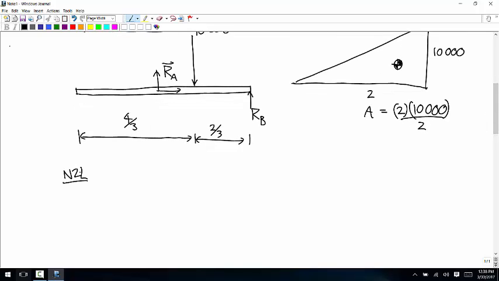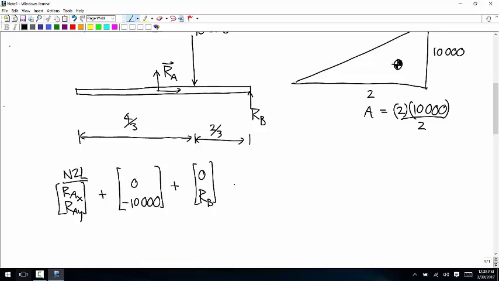Newton's second law says the RA vector plus 0, negative 10,000 plus 0, RB is equal to zeros. And the moment equation, we have to choose an about point. Let's do the one at the center. There's no moment produced by RA because that's at the about point.